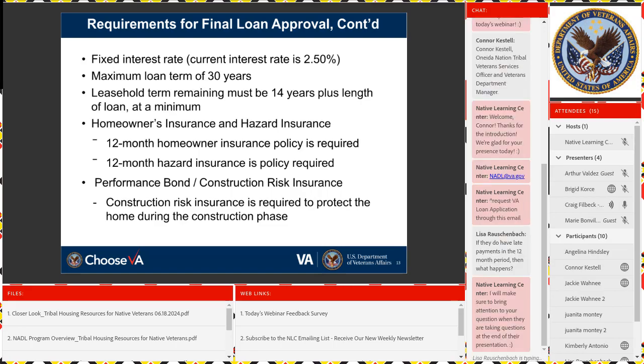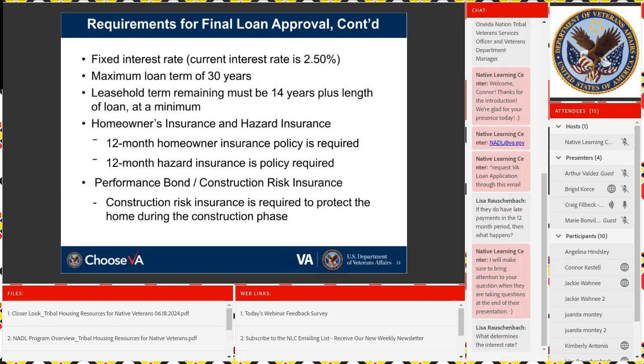Like Art said, this is a much better rate than current. This is a much better rate than current market rates because there's no bank involved. This is just money from the U.S. Treasury going directly to the veteran. Leasehold term remaining must be 14 years plus the length of the loan.